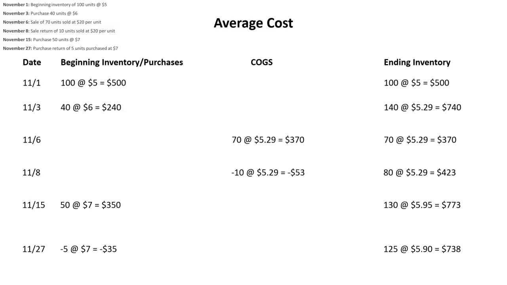If our inventory was worth $773, we returned goods that were worth 35. Now our inventory is only worth a total of 738, right? So we're just subtracting those values out. And then we have to find a new weighted average unit cost. So we take the 738 divided by the 125 to find our new updated weighted average unit cost of $5.90.